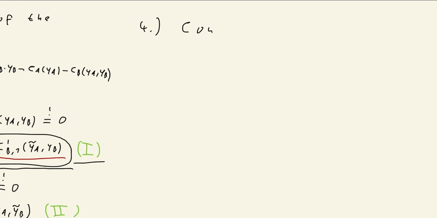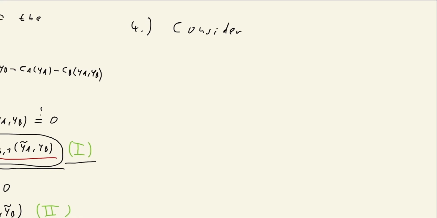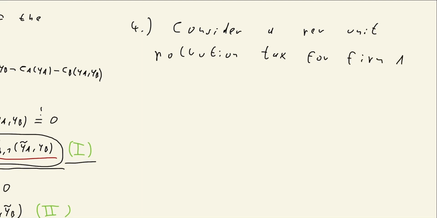So consider a per unit tax, or unit pollution tax, for firm A given by TA being equal to C B1 prime YA tilde and YB tilde.